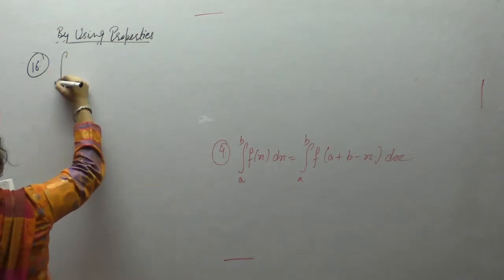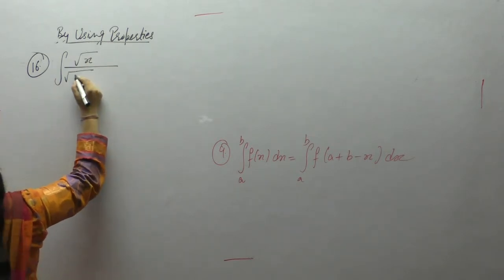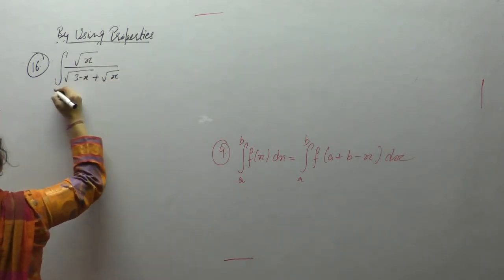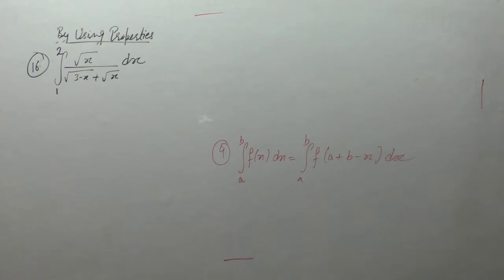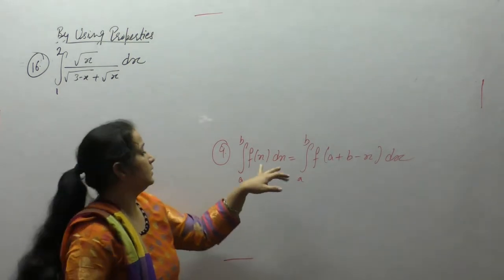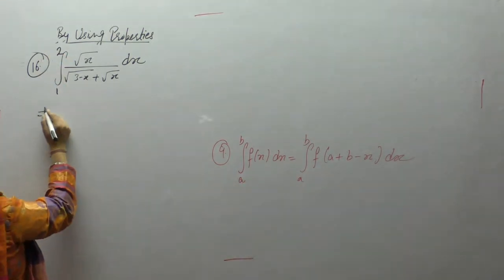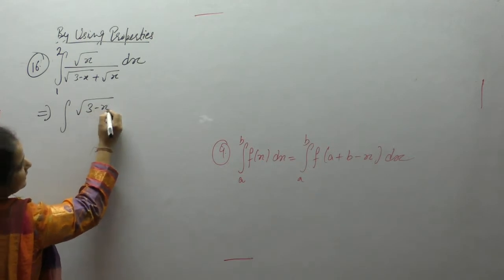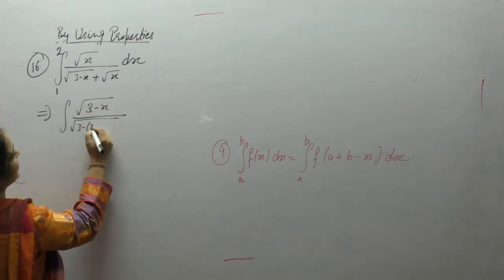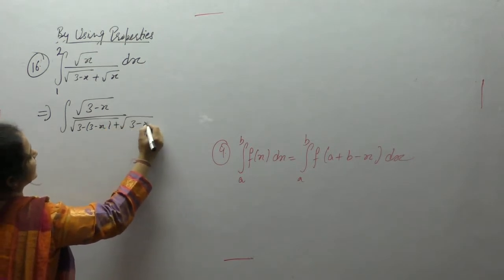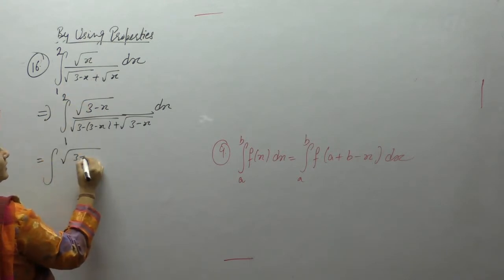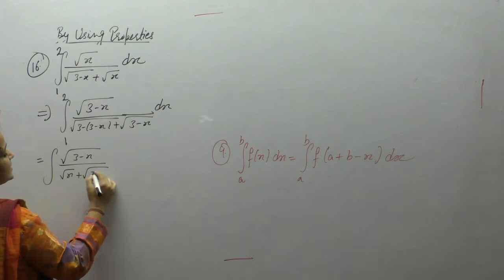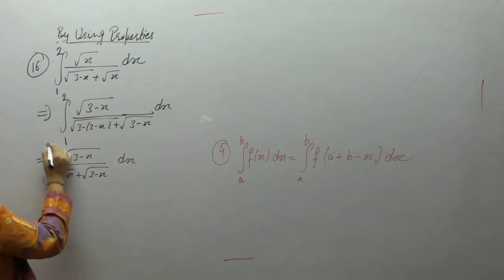Integral of square root of x upon square root of 3 minus x plus square root of x, and the limit goes from 1 to 2. We will apply this property here. A plus b, 1 plus 2 is 3. So 3 minus x, 3 minus x plus 3 minus x. Square root of 3 minus x upon square root of x plus square root of 3 minus x.